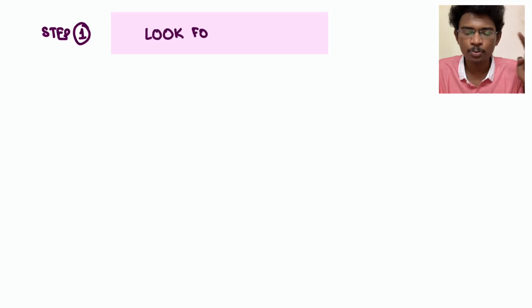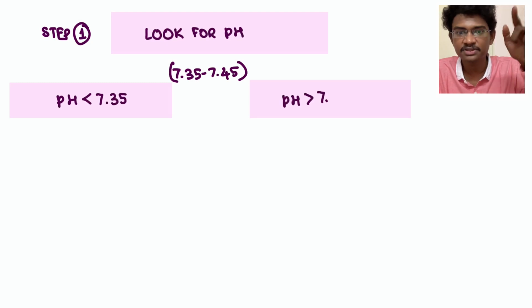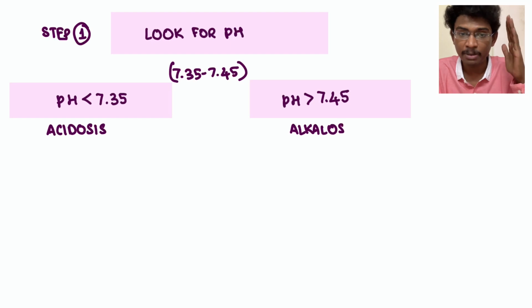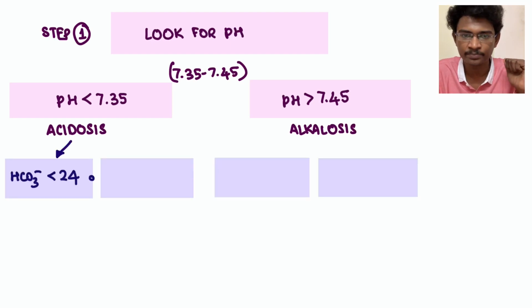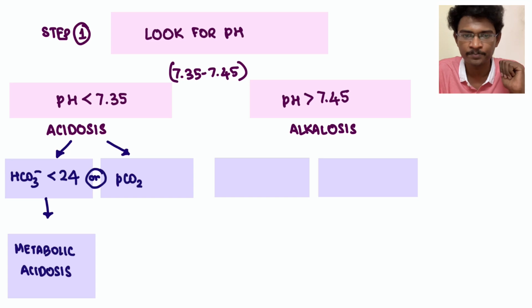Next step is matching. First see the pH. If it is less than 7.35, it is acidosis. Match what parameter matches with acidosis. See the bicarb and PCO2. If bicarb is less than 24, it is metabolic acidosis. It's your primary disorder. If PCO2 is more than 40, then it is respiratory acidosis, which is the primary disorder.